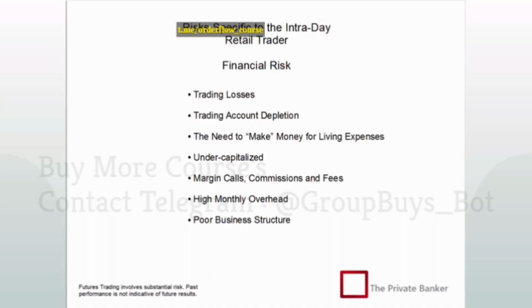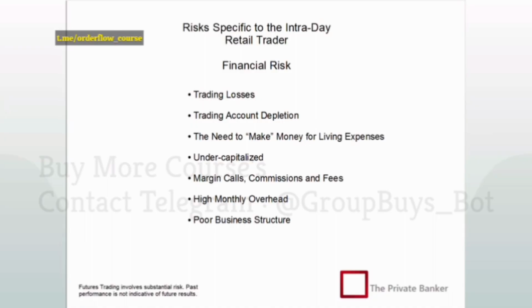Of course, other aspects of financial risk would be margin calls, commissions and fees. You just really need to be on top of that type of stuff. If you're just intraday trading, margin calls may not be something of your concern, but if you're swing trading, obviously that's going to be a key factor in managing your business.